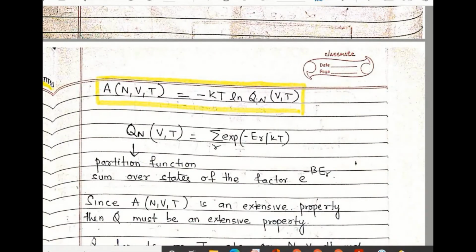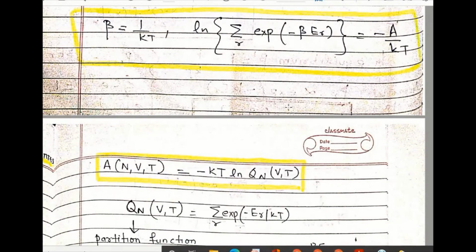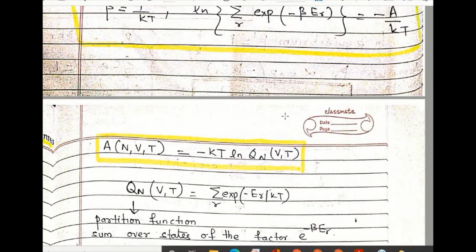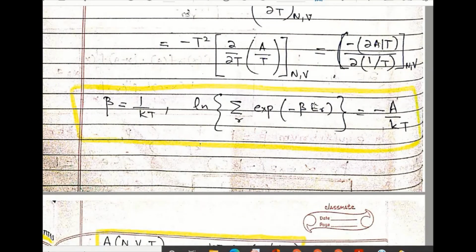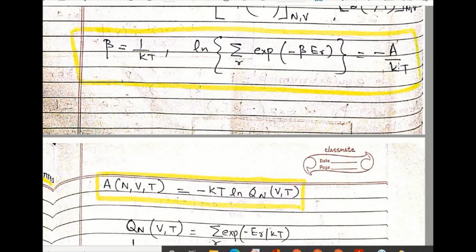Now A at constant N, V, T is actually minus kT ln QN. What is this QN? QN is the partition function. So QN is the summation over R of exponential minus ER by kT, that is the sum over states of the factor e raised to minus beta ER, where beta is 1 by kT. So from all these expressions, ln QN is equal to minus A by kT, so A is equal to minus kT ln QN.